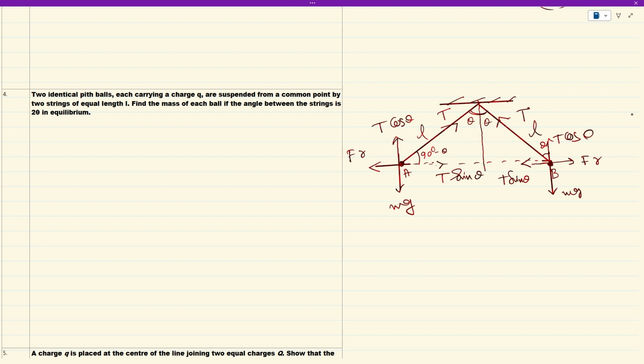Here the difference is there is a repulsive force Fr between them. The distance between A and B we are taking as 2r. This part r, this part also r. Then r is a well-defined term here, r by L. You can see in the diagram this is going to be sine theta. Isn't it? Question: find the mass of each ball if the angle between the strings is 2 theta in equilibrium. So write equilibrium.